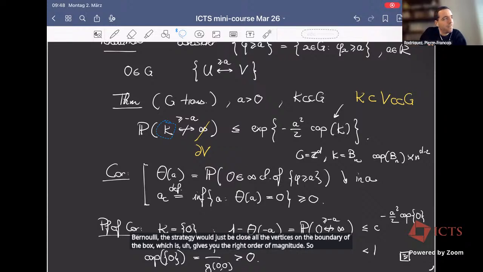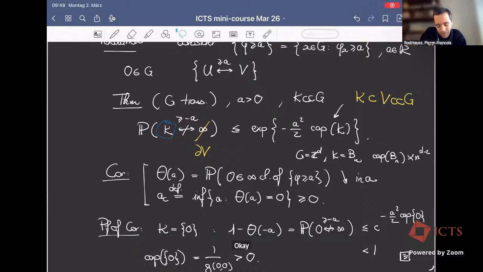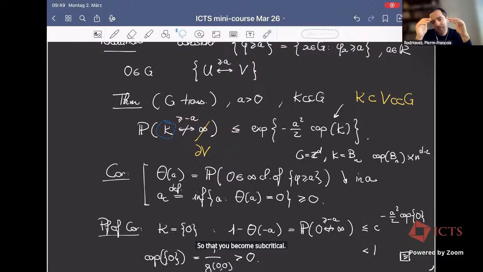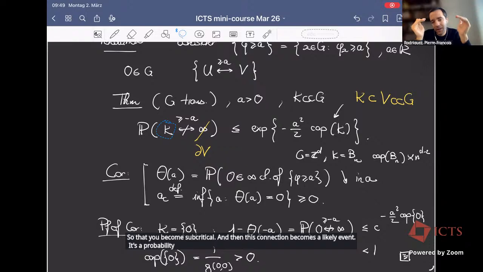So here, the one way you can argue is to basically say, okay, you are supercritical in a sense. So you want to implement a low probability event. One thing you can do, and that's actually the proof, is you can shift the level A so that you become subcritical. And then this connection becomes a likely event. It's a probability 1 event, essentially.